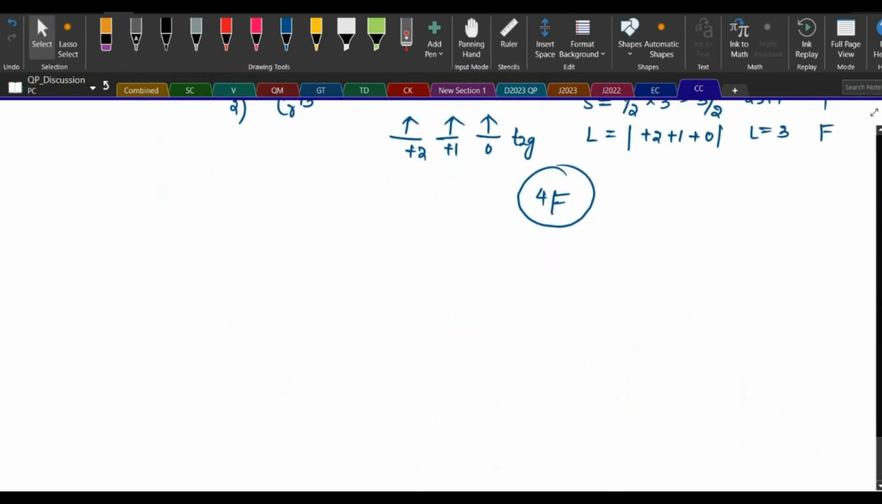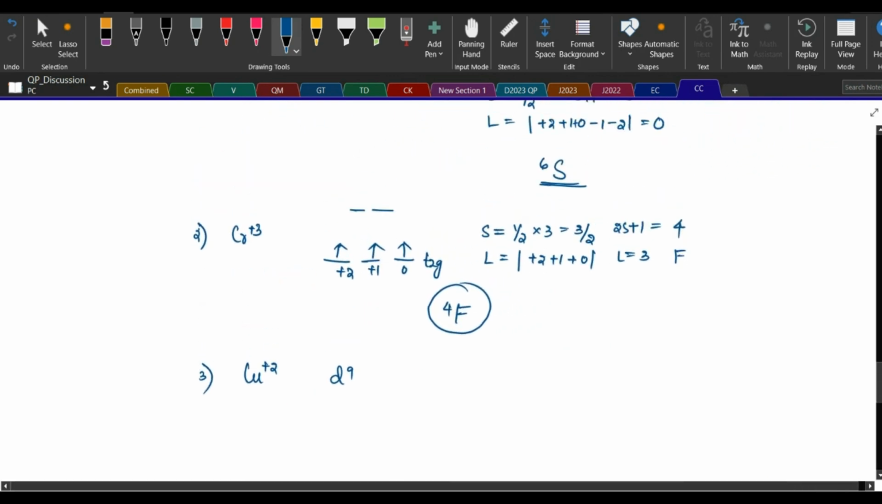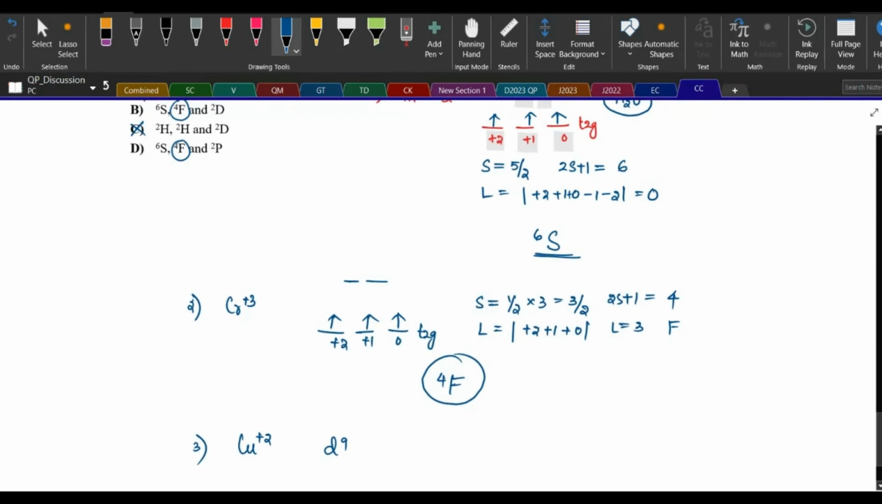Do the next one. Copper 2 plus. Copper 2 plus is a d9 system. Do it on your own and tell me which is the correct option.